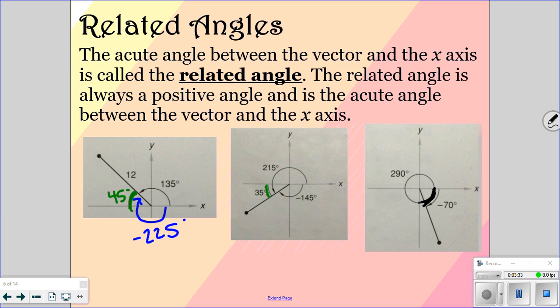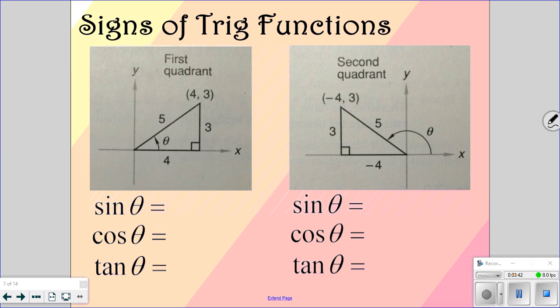Okay, so related angles are going to come into play whenever we are beyond just the first quadrant. So we're going to start with our first quadrant to get the sine values. So the sine of this angle is 3/5. The cosine of this angle would be 4/5. And the tangent of this triangle would be 3/4. All of these are positive. Okay? We're looking for the signs here. So all of these are positive right now.